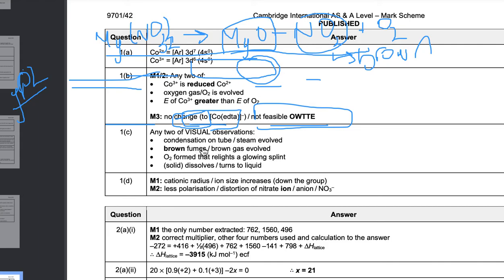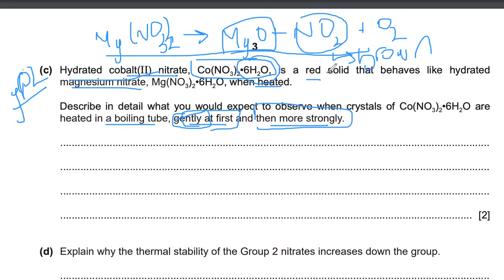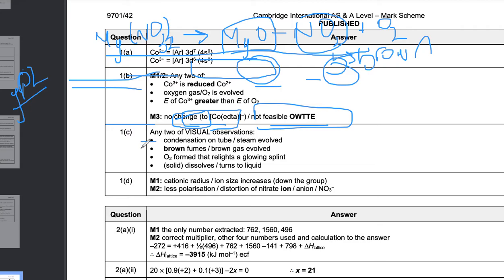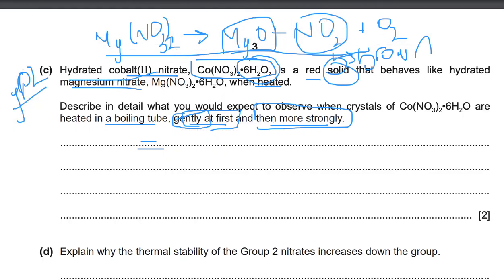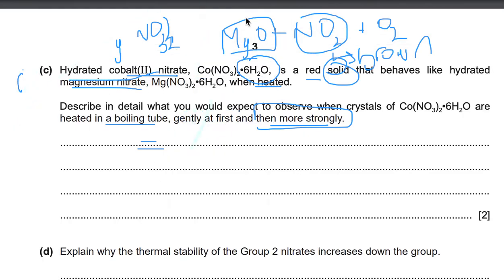So it says condensation on tube, steam evolved, and that's what I said, that we'll evaporate the water. Then brown fumes of NO2. O2 formed that relights a glowing splint. Okay. Solid dissolves. So over here it's written that it's a red solid, right? So we just say that it dissolves. We don't need to know the color of cobalt oxide. And we achieved the 2 marks, which were condensation on tube and brown fumes. Okay, so let's move on to the next part, let me erase this first.